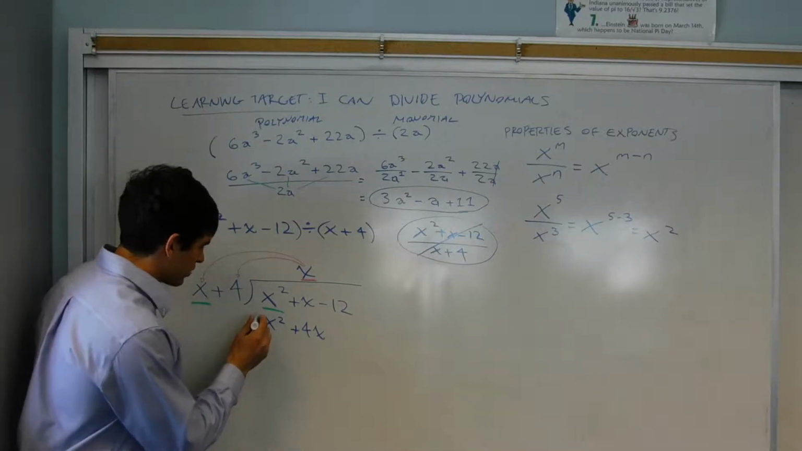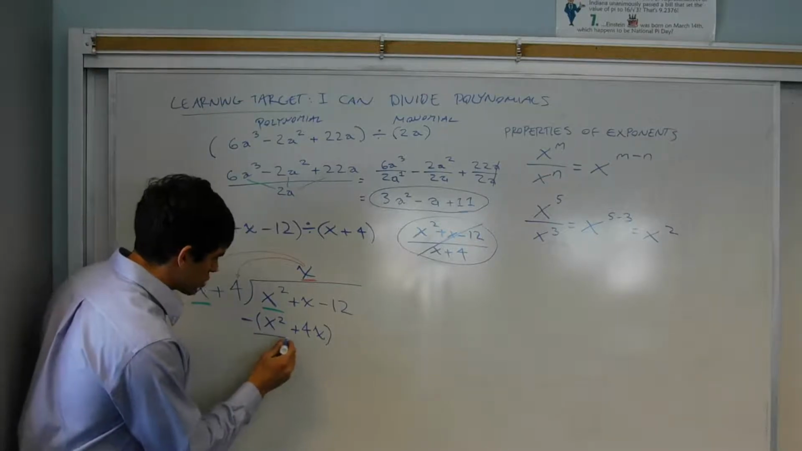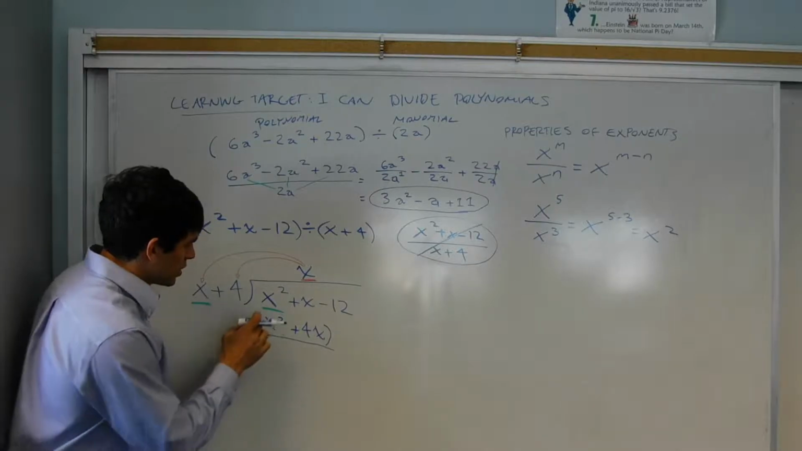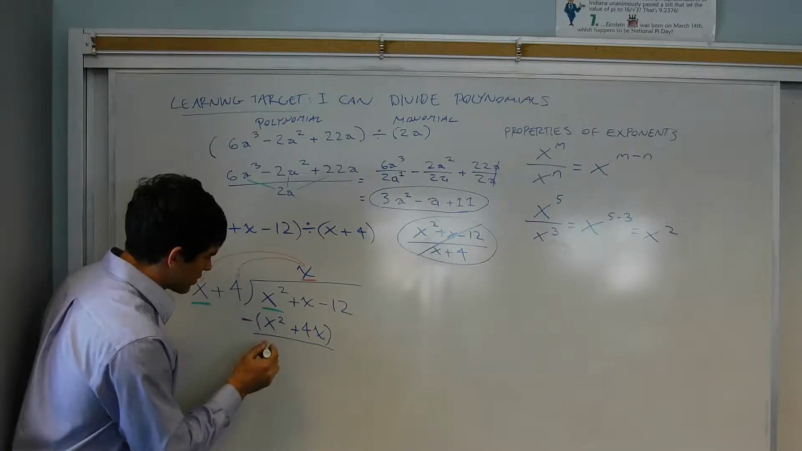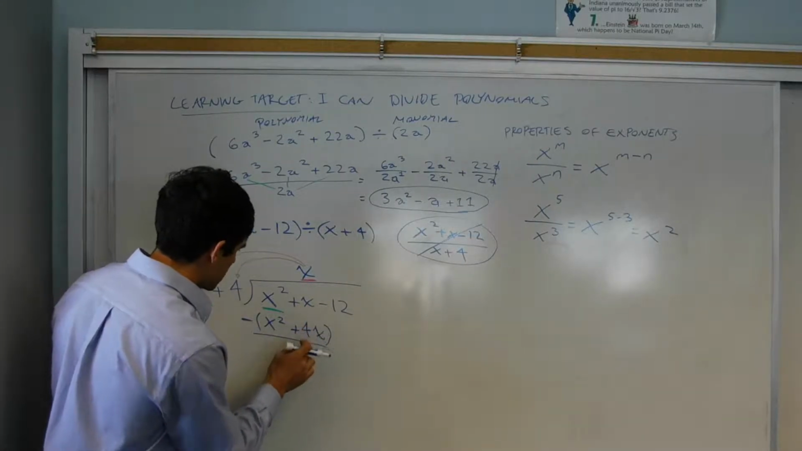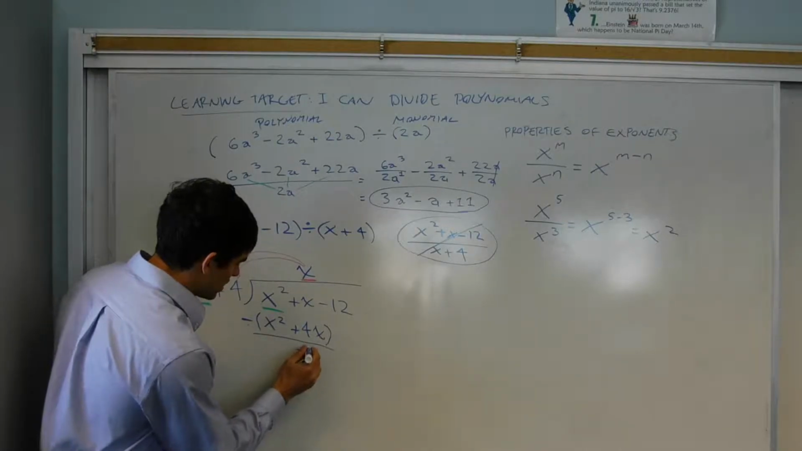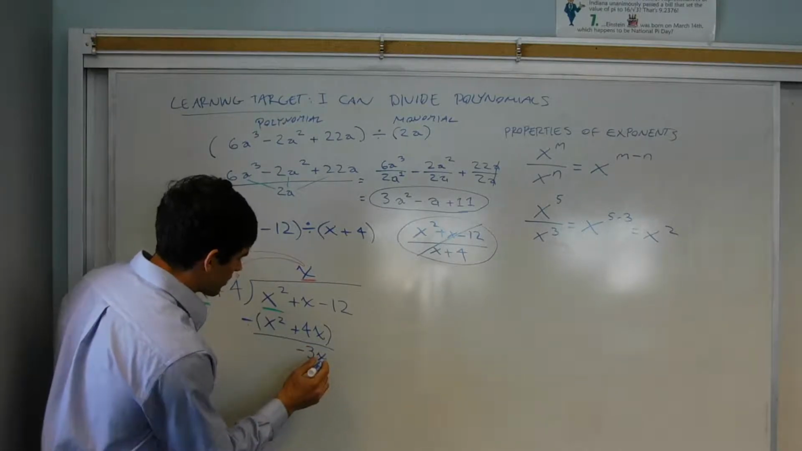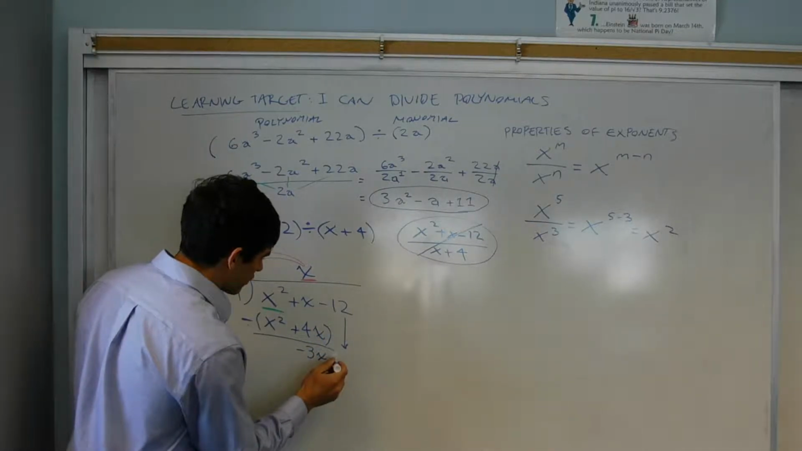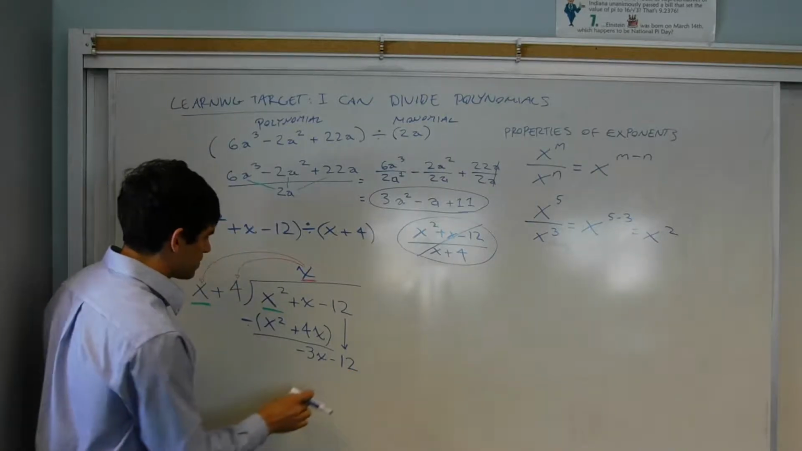Now what I like to do is put parentheses around this, and we're going to subtract this whole thing from this. So x squared minus x squared is equal to 0, so I'm just going to write nothing there. And x minus a positive 4x is equal to negative 3x. And then I'm going to bring down the negative 12, and it's going to look like this.